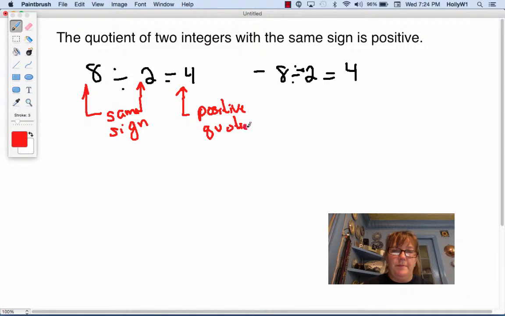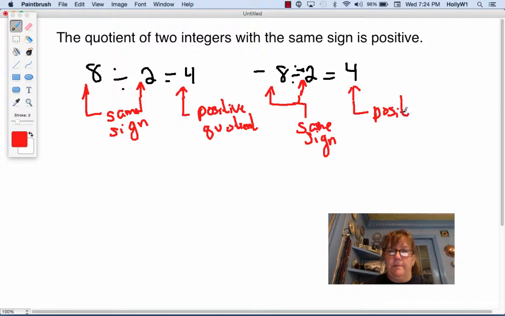And this is a positive quotient. Well, same with this. This has two of the same signs. They are both negative. Same sign with a positive quotient. So the quotient of two integers with the same sign is positive, as we can see from these two examples that look remarkably like the multiplication we did the other day.